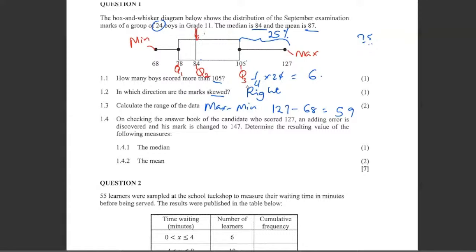So sometimes they can give you a box and whisker the way it is. And on other occasions, they can just give you numbers and then you have to do the honors, to find these numbers, the Q1, the Q2, the Q3, the minimum and maximum, and then you draw for us the box and whisker. All right, 1.4.